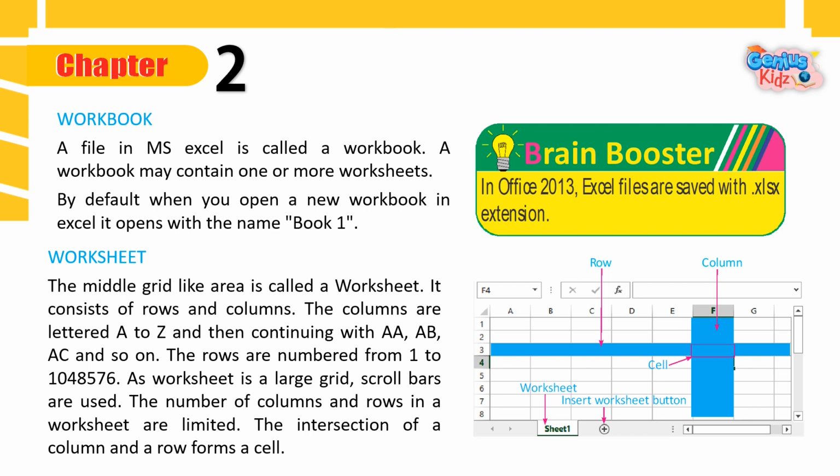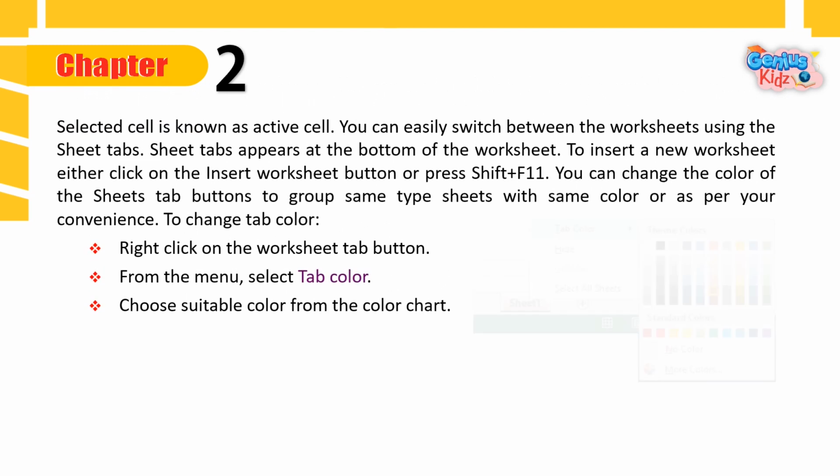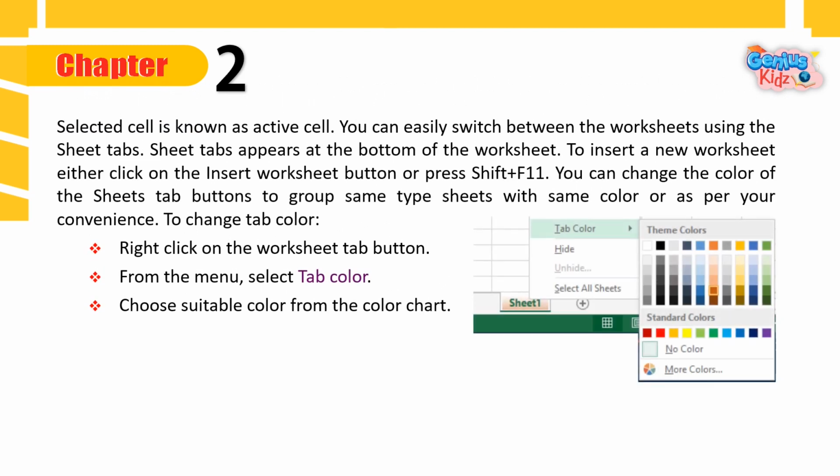The number of columns and rows in a worksheet are limited. The intersection of a column and a row forms a cell. Selected cell is known as active cell. You can easily switch between the worksheets using the Sheet tabs. Sheet tabs appear at the bottom of the worksheet. To insert a new worksheet, either click on the Insert Worksheet button or press Shift plus F11.